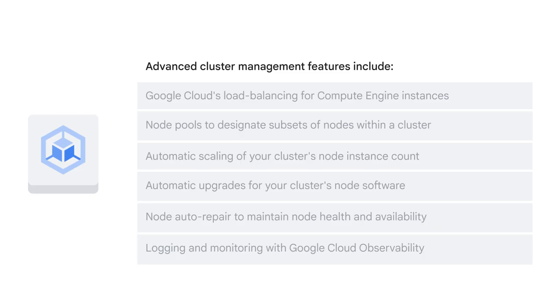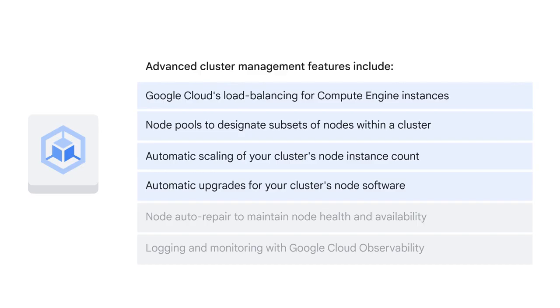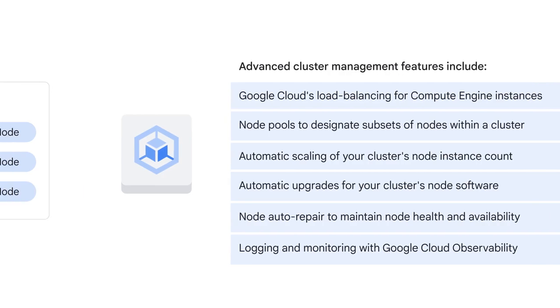Running a GKE cluster comes with the benefit of advanced cluster management features that Google Cloud provides. These include Google Cloud's load balancing for Compute Engine instances, node pools to designate subsets of nodes within a cluster for additional flexibility, automatic scaling of your cluster's node instance count, automatic upgrades for your cluster's node software, node auto-repair to maintain node health and availability, and logging and monitoring with Google Cloud Observability for visibility into your cluster.